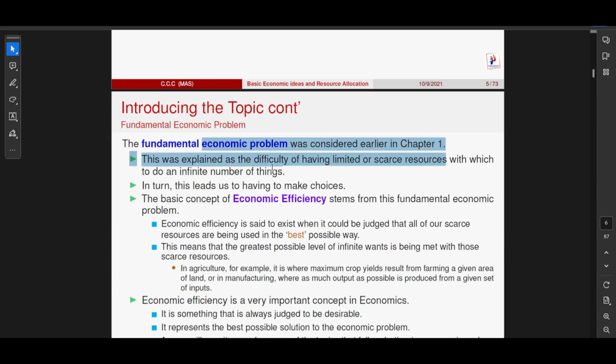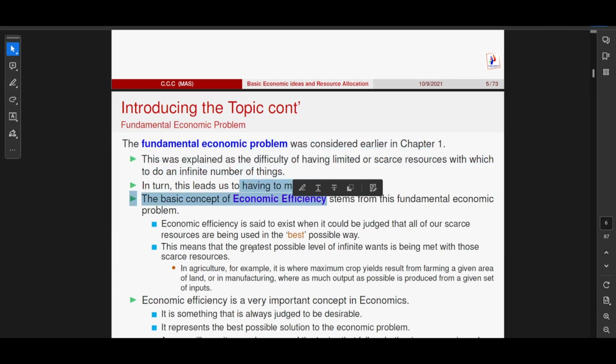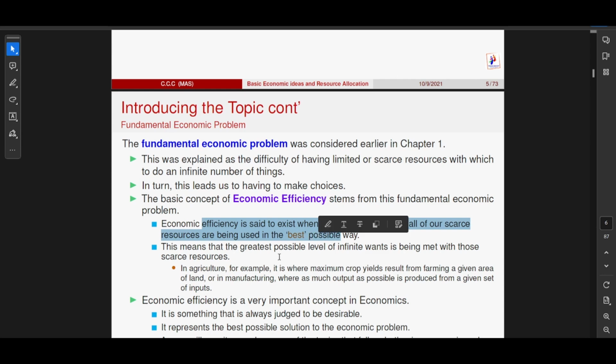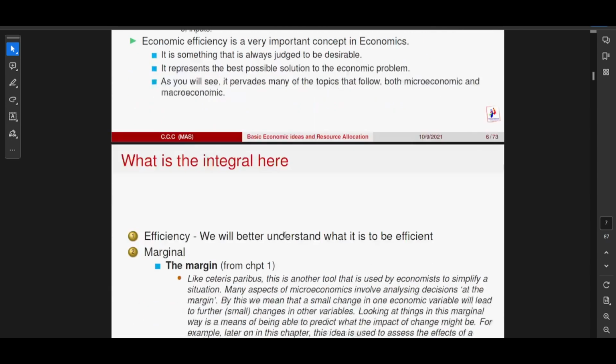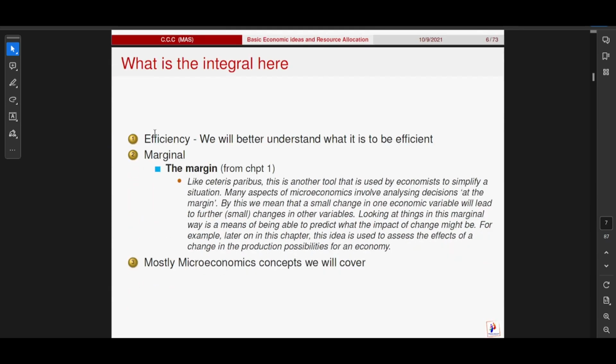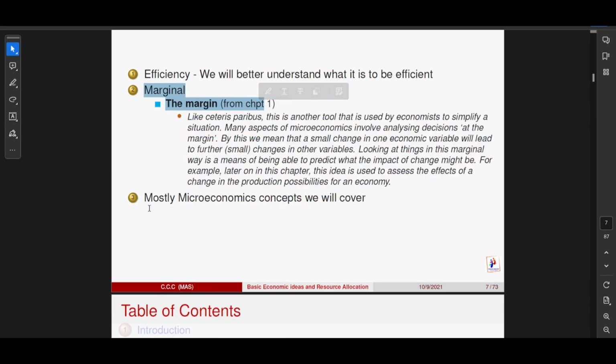So basically, you know the economic problem, you know what economic efficiency is. We know that efficiency is using resources or allocating the resources in the best possible way. So we need to know what efficiency is. We went over marginal already.